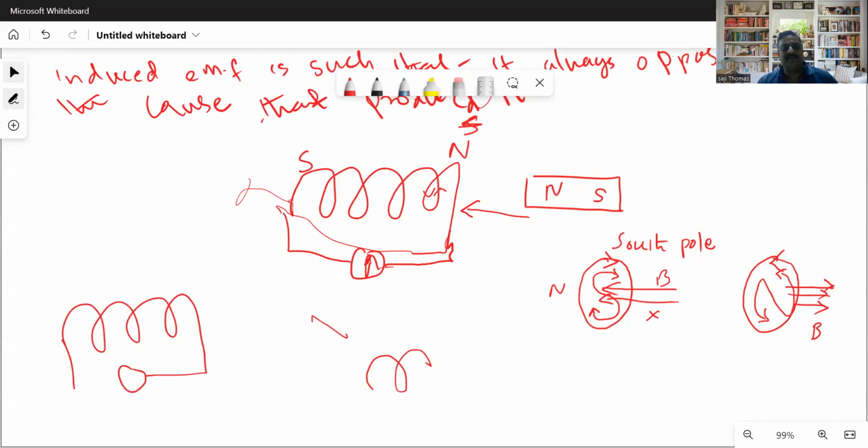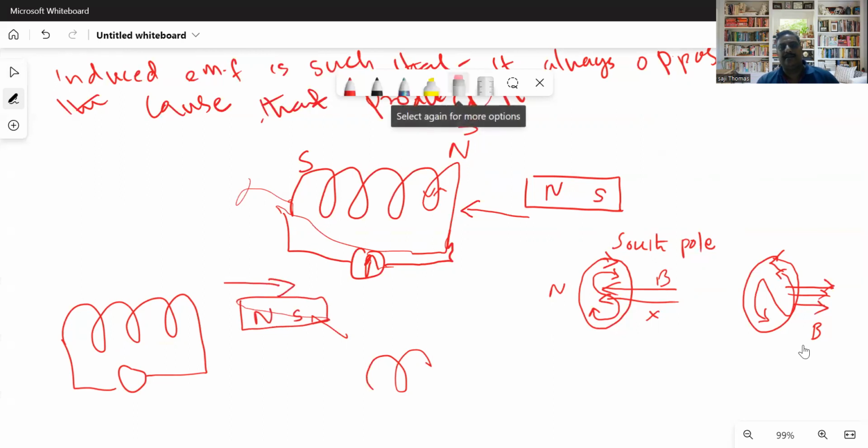Okay, galvanometer. There is a bar magnet here, north and south. Suppose this bar magnet is moved away. Then what will happen? Flux through this coil decreases. So induced current developed in the coil tries to increase the flux. By moving away, flux is decreased through the coil. So induced current tries to increase it. So what will it do? This induced current flows in the clockwise direction here.